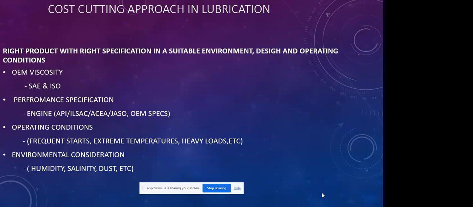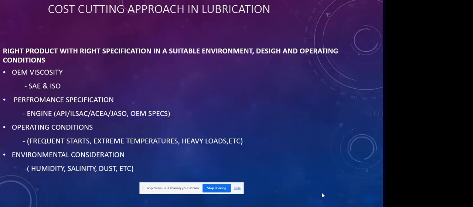The first subject I would want to touch on is product specification. When we talk about product specification, a lot of maintenance and reliability engineers have reduced specification to viscosity. Of course, viscosity defines the film thickness of the area to be lubricated and also gives you a fair idea of the load bearing capacity of the oil. But that is not enough. Specification is not only based on viscosity. Specification is also based on performance.